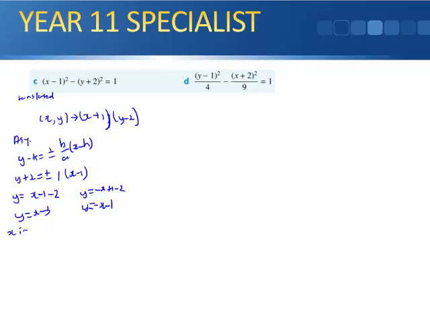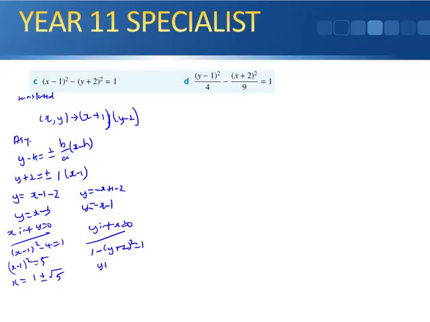The x intercept, y equal to 0, and I get x minus 1 squared minus 4 equals 1, x minus 1 squared equals 5, so x will equal 1 plus or minus the square root of 5, and the y-intercept, x equals 0, and I get 1 minus y plus 2 squared equals 1. I get y plus 2 all squared equals 0, but square root is still that, so y equals negative 2.